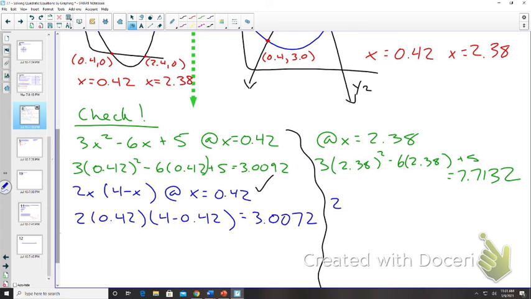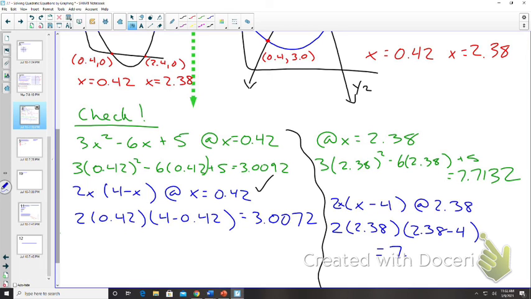And then 2x(4 minus x) at the same thing. So 2 times 2.38 multiplied by 4 minus 2.38, which is equal to 7.7112. And again, that's off by 0.02. So that's okay. We'll stop there and we will finish this off tomorrow.